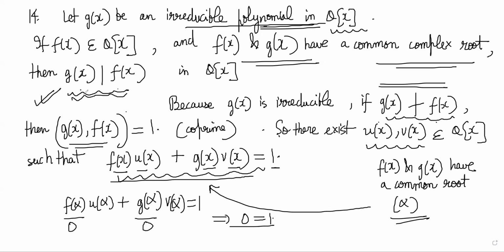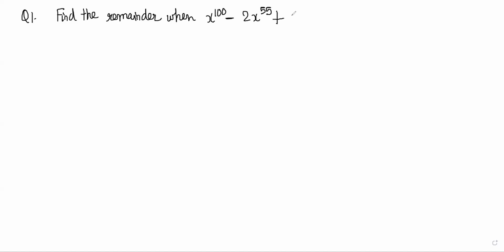Okay, so let's look at some problems and apply the concepts that we have learned so far. The first question that we look at is this: find the remainder when x^100 minus 2x^55 plus 1 is divided by x^2 minus 1.